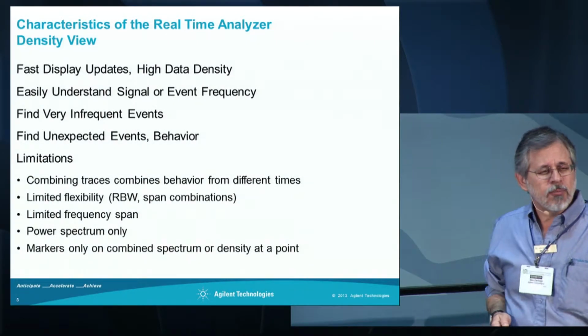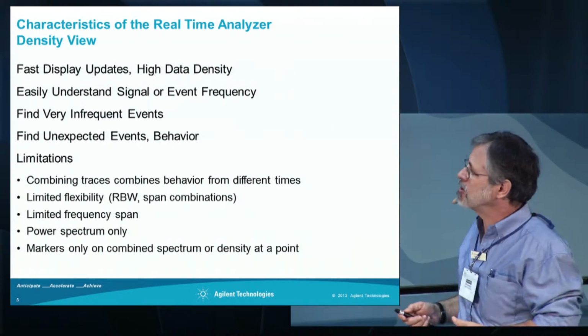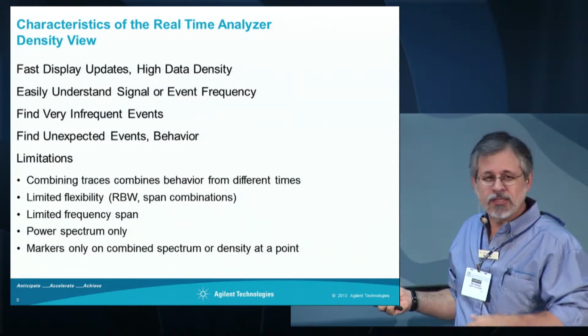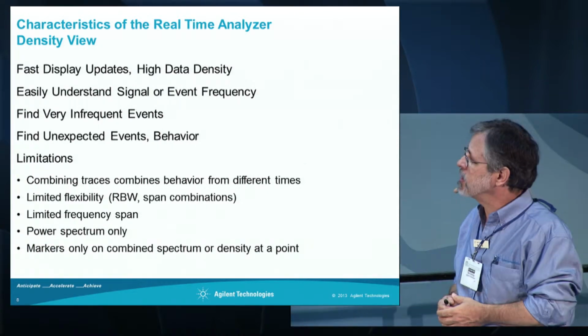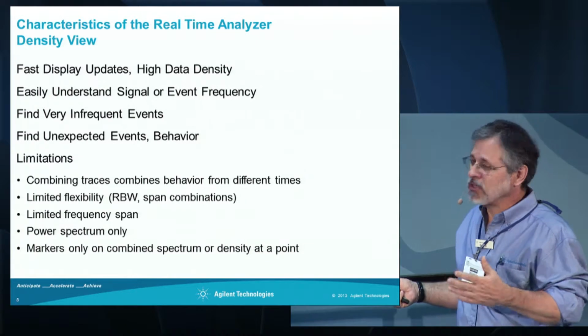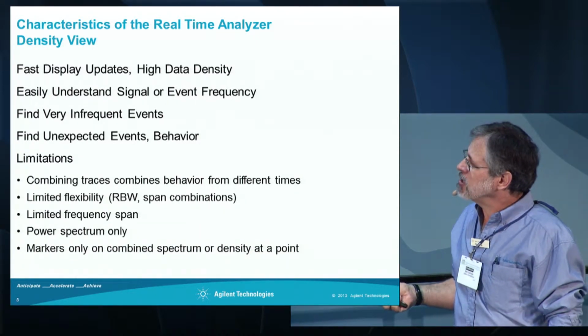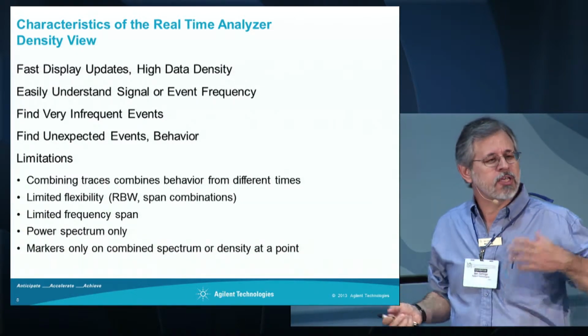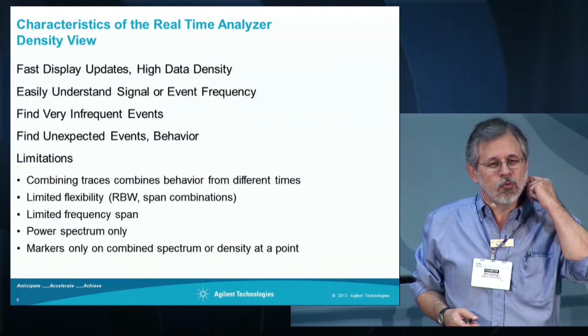So the real-time analyzer views do have a number of really significant advantages, especially for agile and elusive signals. They're fast display updates. They'll give you a lot of data very, very quickly because they calculate so many spectra per second. They allow you to understand the signal or event frequency, or how often things happened, or the timing of that. Especially useful in finding infrequent events or unexpected ones, the kinds of things that, as an engineer, keep you awake at night. They're really good at giving you some confidence that if something happened in a particular frequency band, you'll see that, no matter how rare it was.